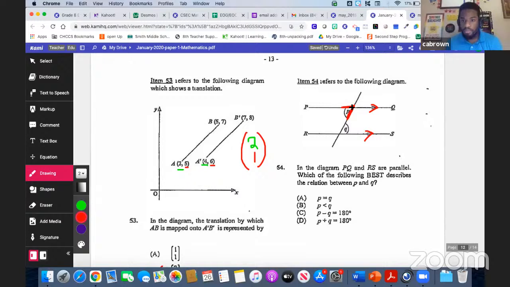So look at it. Here is P and here is Q. I always like to draw the angle so you guys can always see. It's an alternate angle and an alternate angle. Alternate angles, they are equal. So yes, P equals Q.